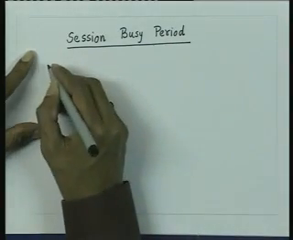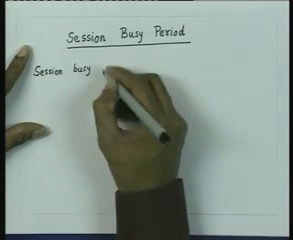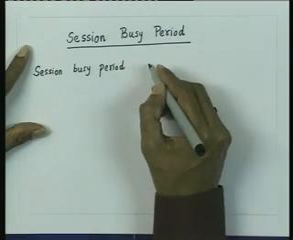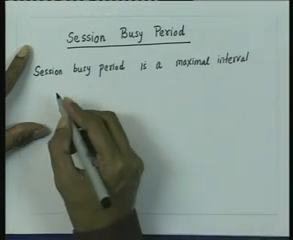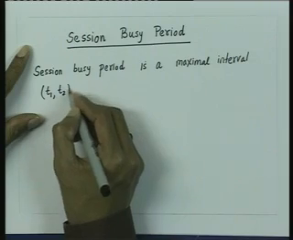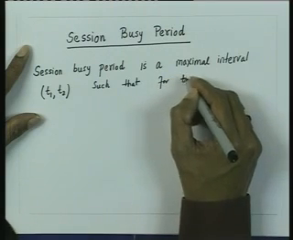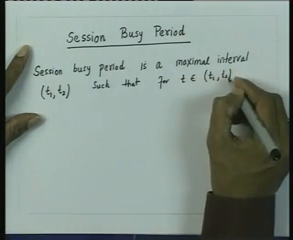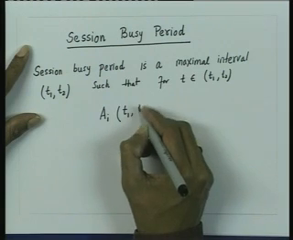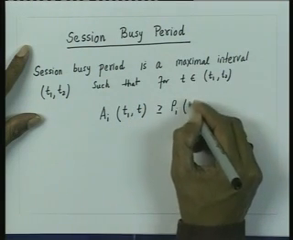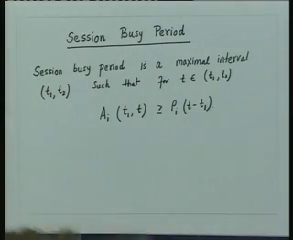Okay. So the session busy period is a maximal interval [t1, t2] such that for any t during this interval we have the arrivals, that is A_i(t1, t), greater than or equal to rho_i times (t minus t1). Okay, what does it mean by these relationships?